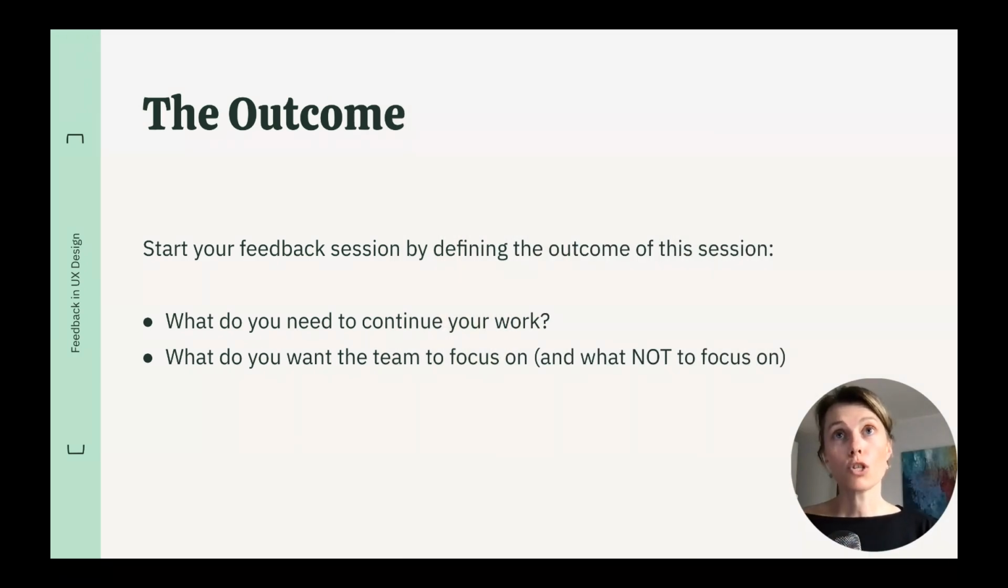Then once you set up your session, you also want to be very clear about the outcome. What do you need to get out of the session to continue your work? What is the ideal outcome? What do you need the team to focus on, and what do you not want them to focus on? So be very clear about that before you even start a feedback session, because that will define who you're inviting, but also how you set up the session. But this is also something that is really important to share right at the beginning of your feedback session.